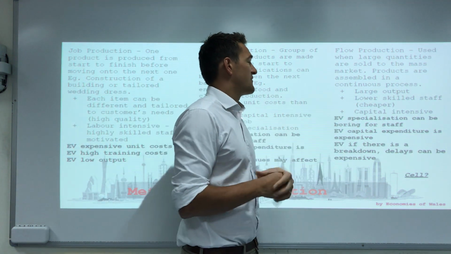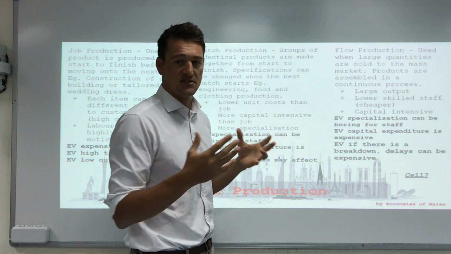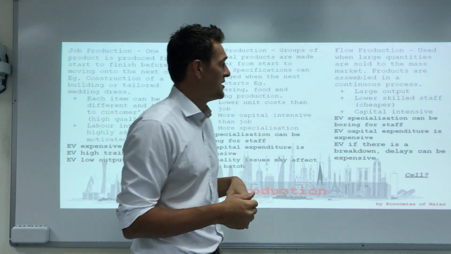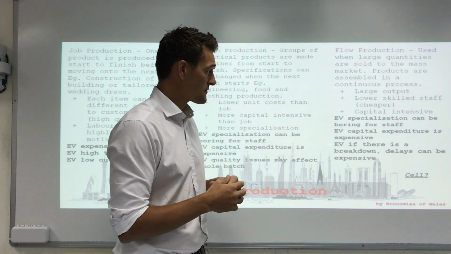Okay, lastly, flow production. Flow production is used when large quantities are sold to the mass market. So there's always going to be large demand, large output. Products are assembled in a continuous process. So just imagine an assembly line.